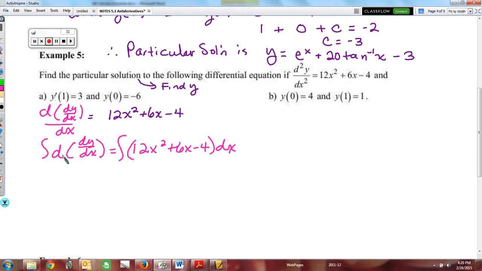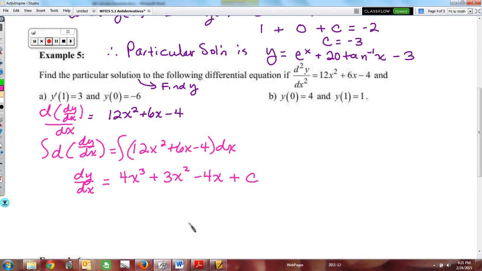The antiderivative of the first derivative dy/dx is equal to, and I'm going to run through this one: add 1 to my power and divide by 3, 12 divided by 3 is 4; add 1 to your power, divide by 2, 6 divided by 2 is 3, so 4x, and then plus c. Don't forget to put your plus c in there.